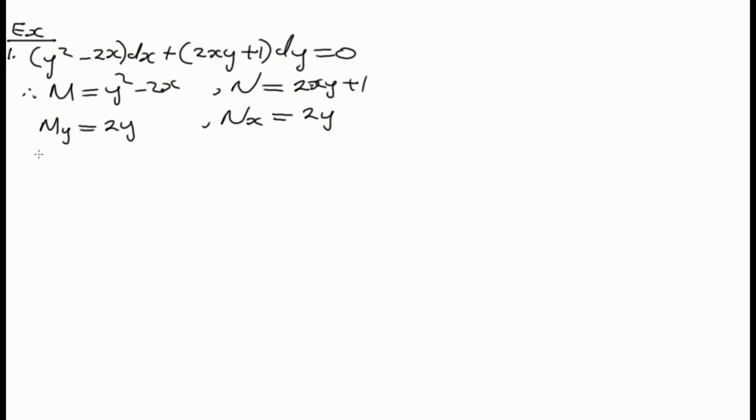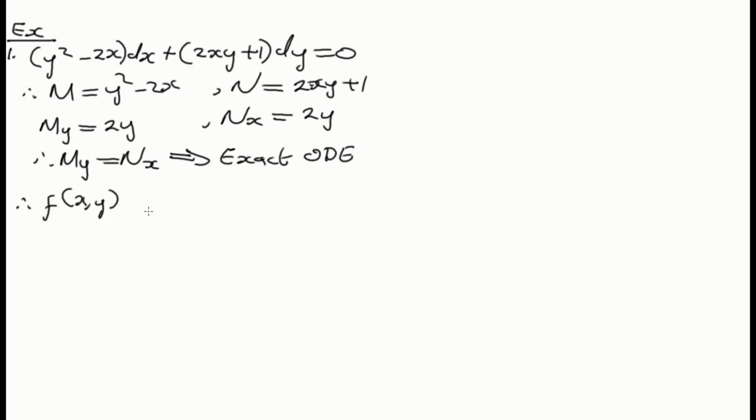Right? So what we say here is that the partial derivative of m is equal to the partial derivative of n. Variables are not the same, so it's a y and an x. This implies we have an exact ordinary differential equation. Therefore, we must apply the steps belonging to this equation.